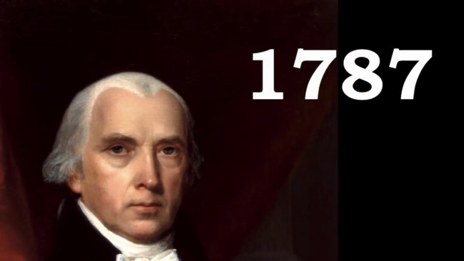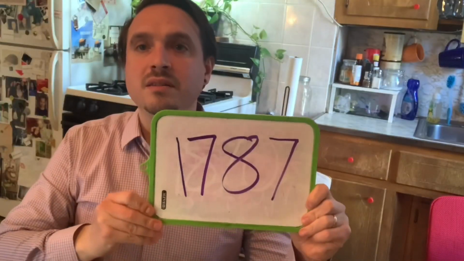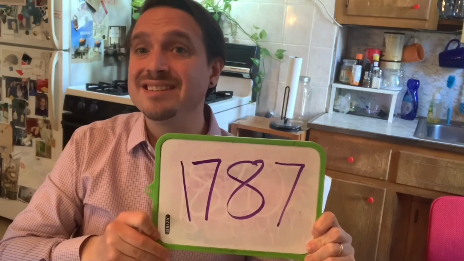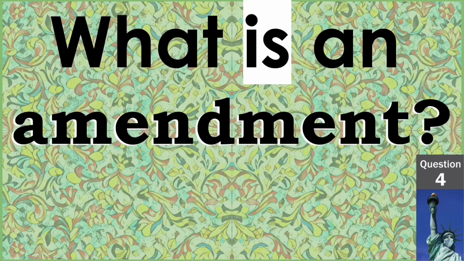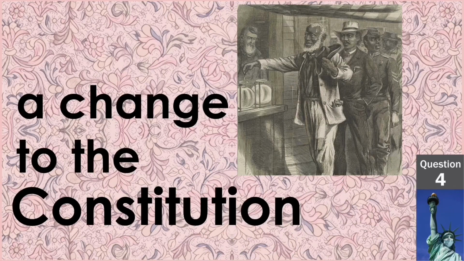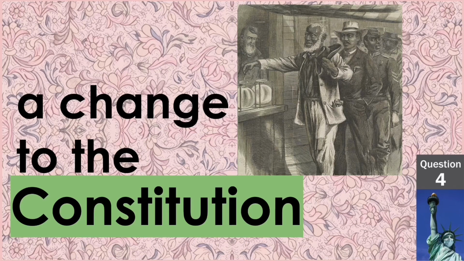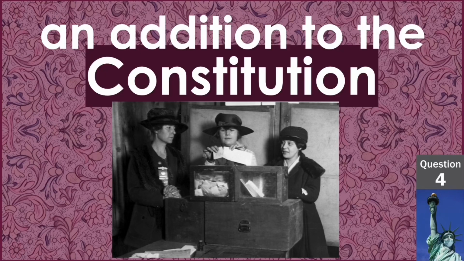An amendment is a change to the Constitution, and an amendment is an addition to the Constitution. When was the Constitution written? 1787. Very good. In 1787, the Constitution does not talk about women or black people voting. To include voting, we needed amendments to the Constitution. What is an amendment? A change to the Constitution. An addition to the Constitution.